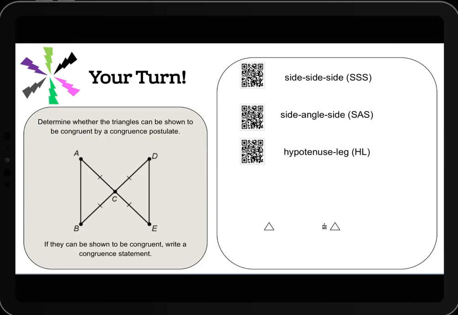Now I want you to pause the video and see if you can identify which of the three best represents the answer to this particular problem. You also want to take the time to write the congruent statement after the fact.